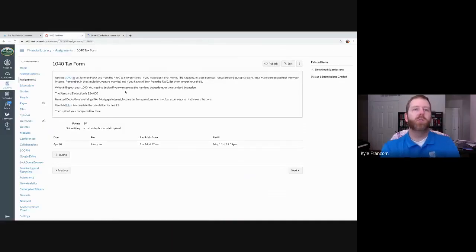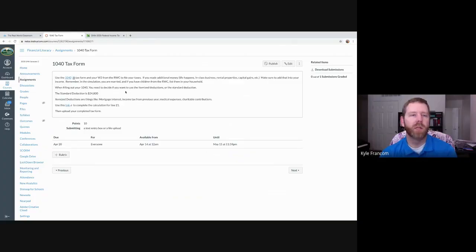Okay, so it says use the 1040 tax form and your W-2 from the RWC to file your taxes. You may have additional money, if you made additional money. That's talking to you, Hayden Ingram, and anybody else who started their own business. That would include any money from Life Happens, in-class business, rental properties. That's talking to you, Brandon Kaufman. Capital gains. Capital gains means if you made any money selling stocks, that would be a capital gain. So make sure you add that to your income.